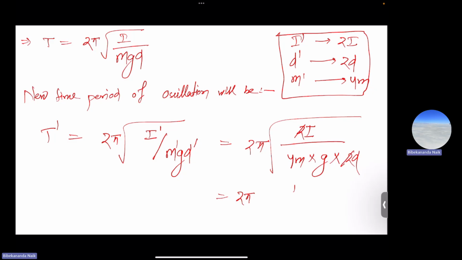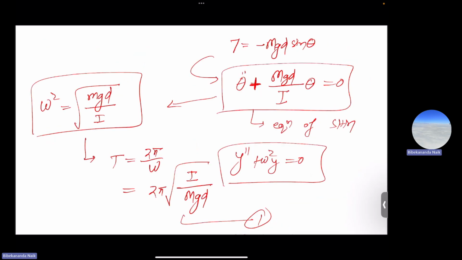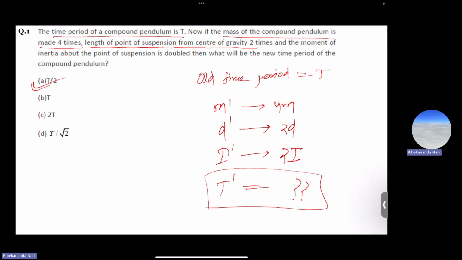So these two get cancelled out. I divided by mgd, root over into 1 by 2. The square root of 4 is 2, so 1 by 2 will be in the denominator. So this 2 pi root I by mgd is T, so T by 2. So the new time period will be half of the earlier old time period. So the correct option will be option A. I hope this was clear to everyone.